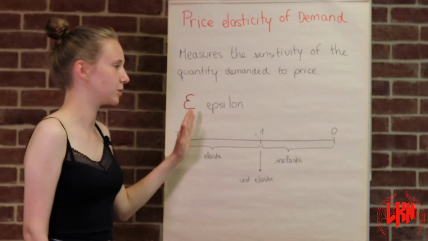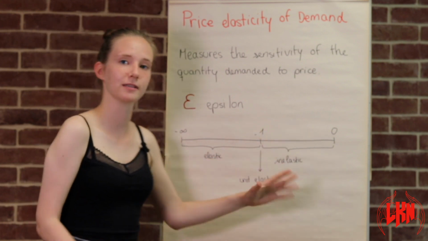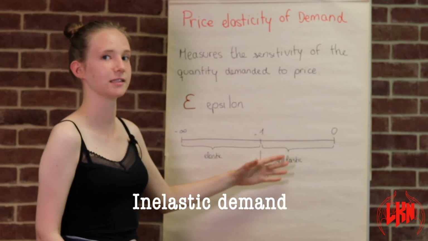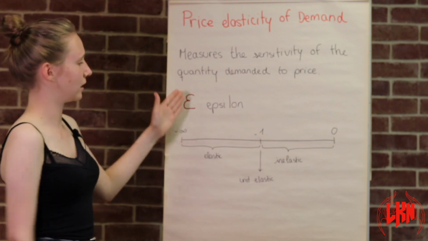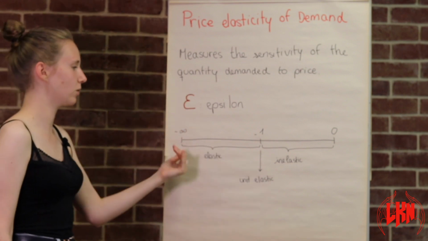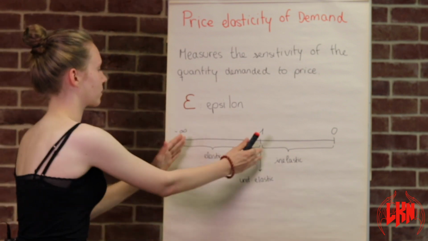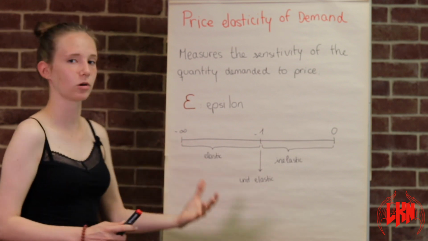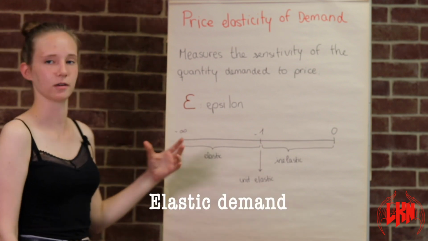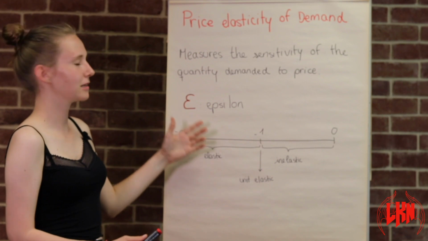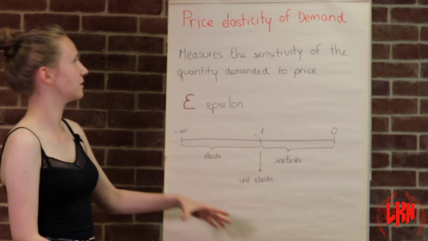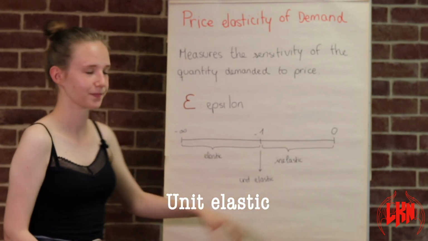If epsilon is between 0 and minus 1, then we talk about an inelastic demand. If epsilon is below minus 1, between minus 1 and minus infinity, then we talk about an elastic demand. If epsilon is equal to minus 1, then the demand is unit elastic.